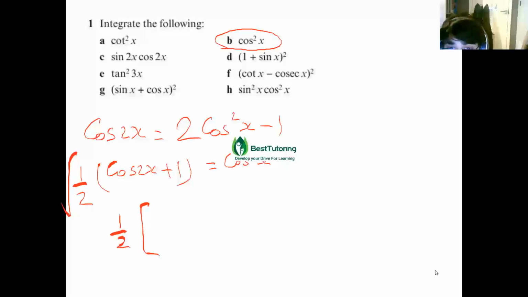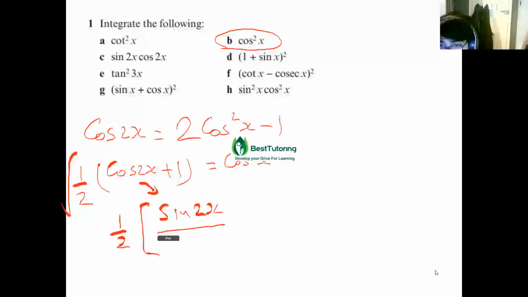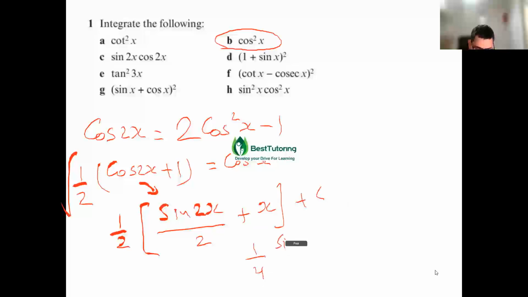So it'd be 2, then it'd be sine, cos 2x. So integration of cos 2x is sine 2x divided by 2. Plus integration of 1, which is x, plus c. If you guys are done, send me the answer, please. And when we simplify, we get a quarter sine 2x plus half x plus c.